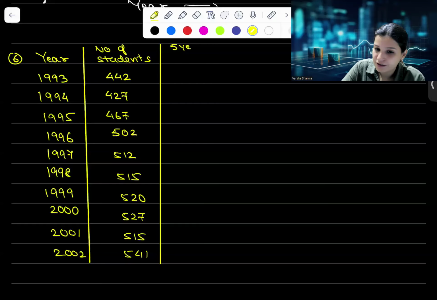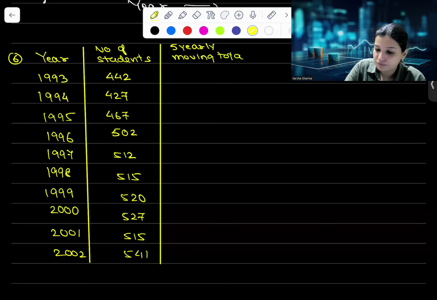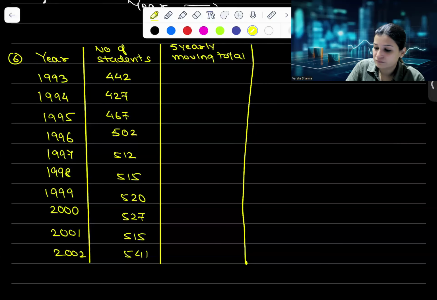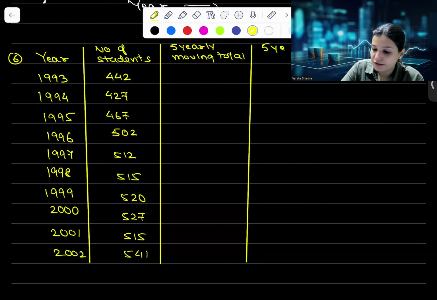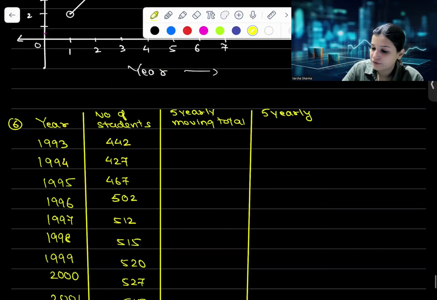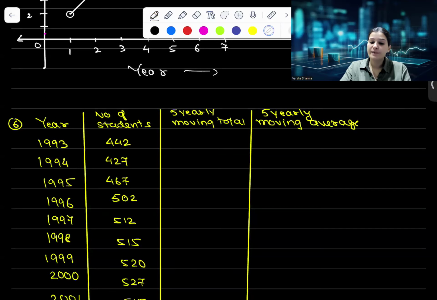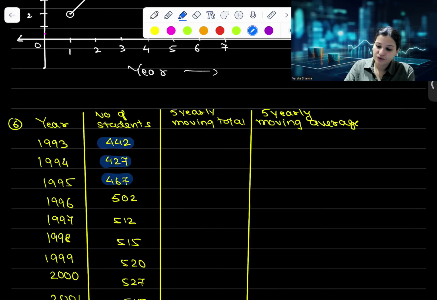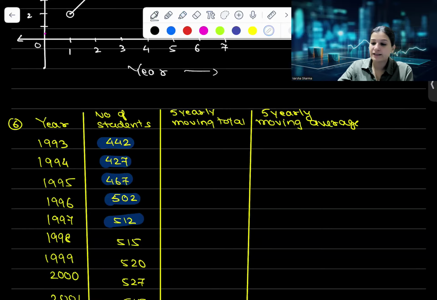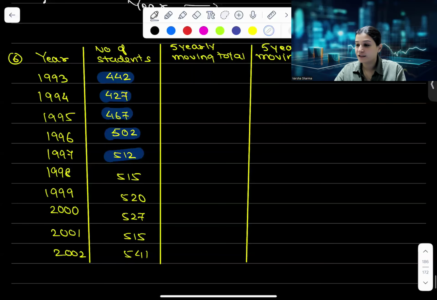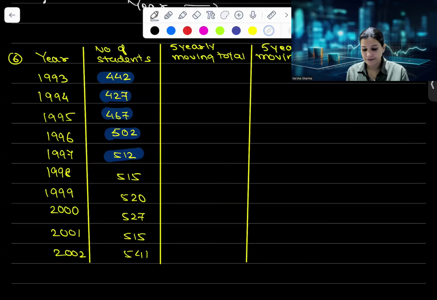So 5 yearly moving total. 5 yearly moving average. So now we will be adding 5 numbers, 1, 2, 3, 4, 5, and we will write it in the bottom value. We will write it in the bottom. And your calculations have to be really good.